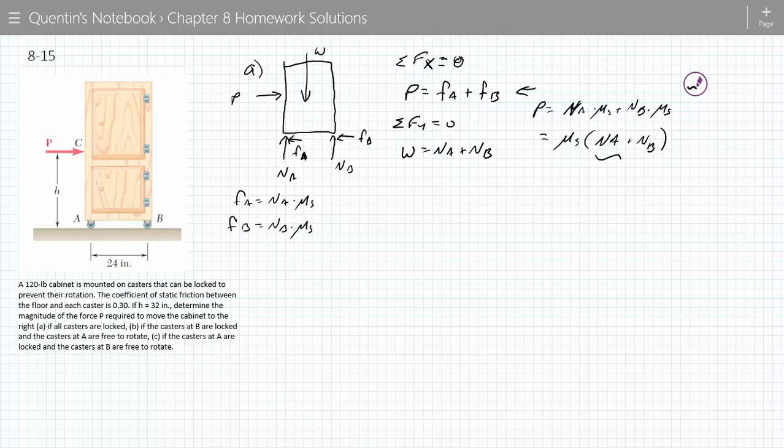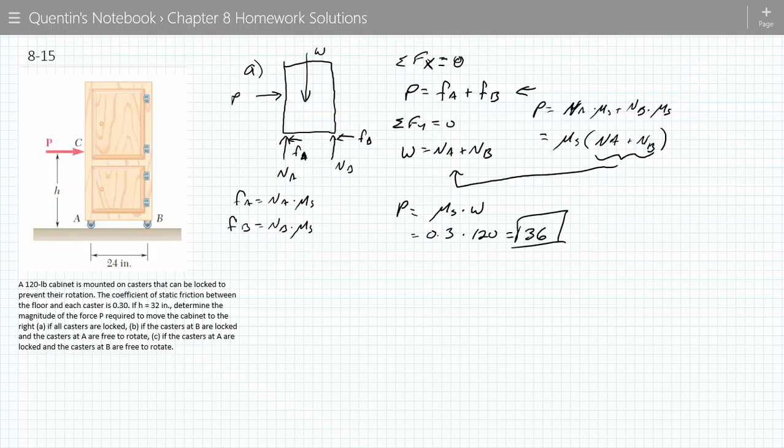Well, this is suspiciously similar to that. That is our weight. Therefore, P is equal to mu sub s times weight. So it's equal to 0.3 times 120, which is equal to 36. Okay, so P is 36 pounds. In other words, with all four wheels locked up, it's going to take 36 pounds of force to get this thing to move. Okay, that is the answer.